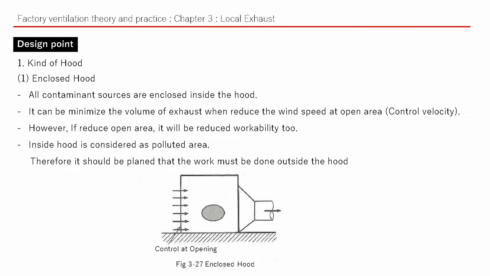We would like to introduce the kinds of hood first. We can classify hoods for local exhaust into two types. First, the enclosed hood. All contaminant sources are enclosed inside the hood. It can minimize the volume of exhaust when the wind speed at the open area is reduced. However, if the open area is reduced, workability is reduced too. The inside of the hood is considered a polluted area. Therefore, it should be planned so that the work is done outside the hood.